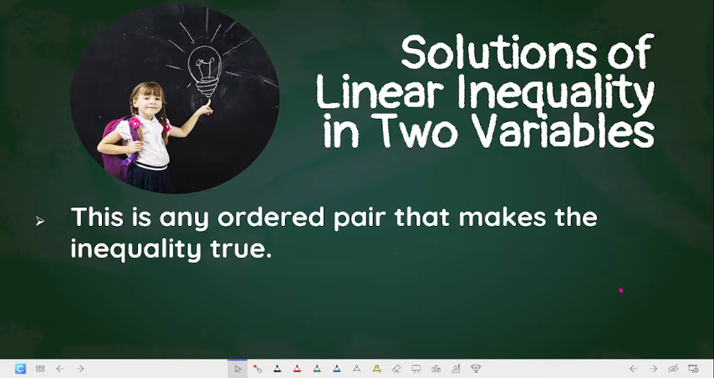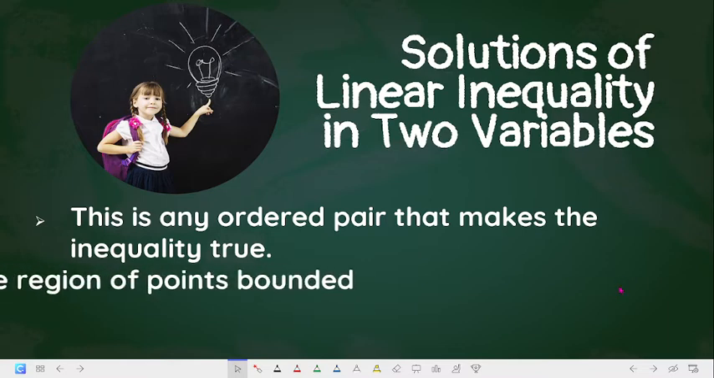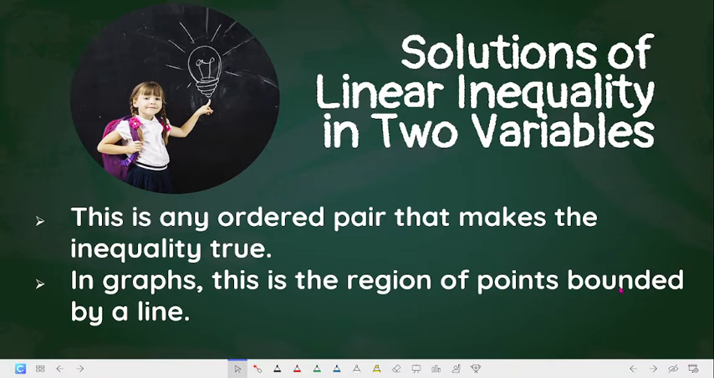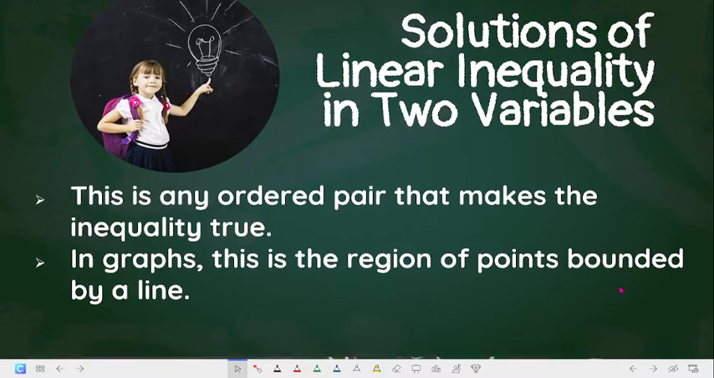Our signs here are less than, greater than, less than or equal to, greater than or equal to, and the inequality needs to be true. In graphs, the solution is the region of points bounded by a line, the shaded part of the graph. Later on, we're going to discuss the graph, but this time, let's first discuss the solutions using ordered pairs.